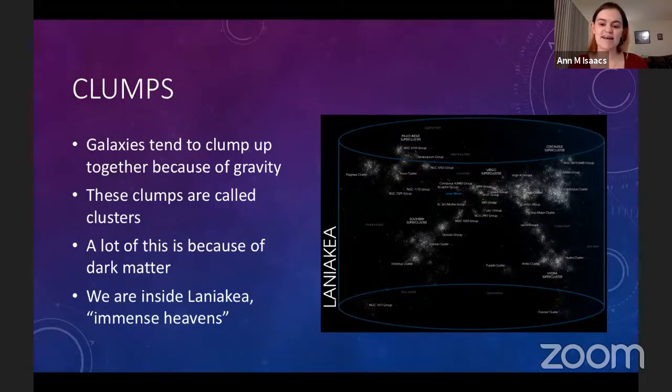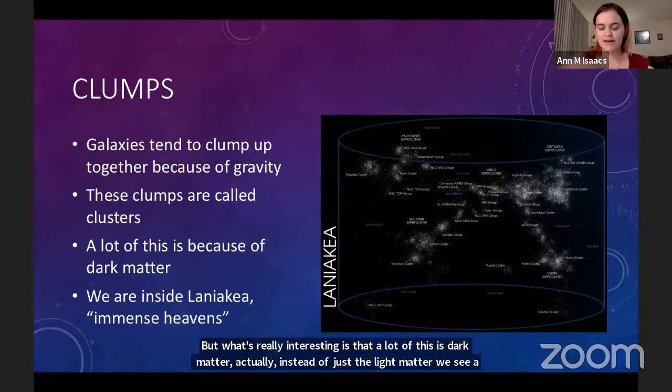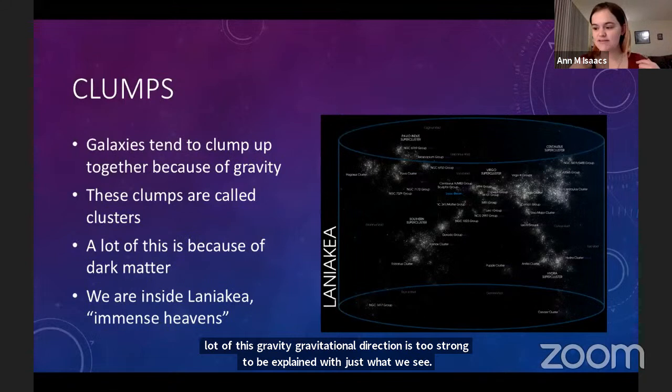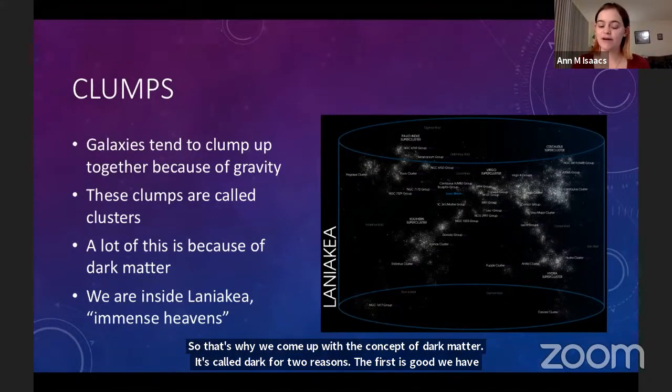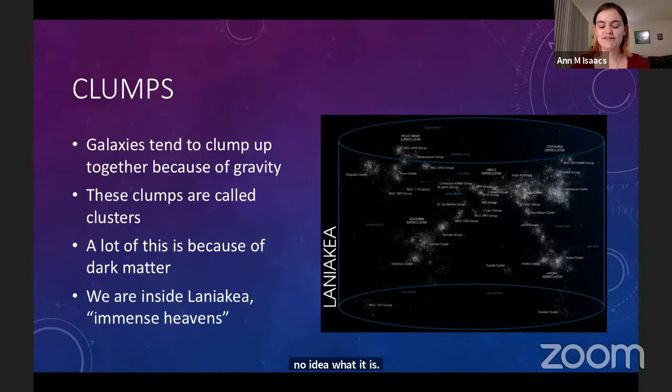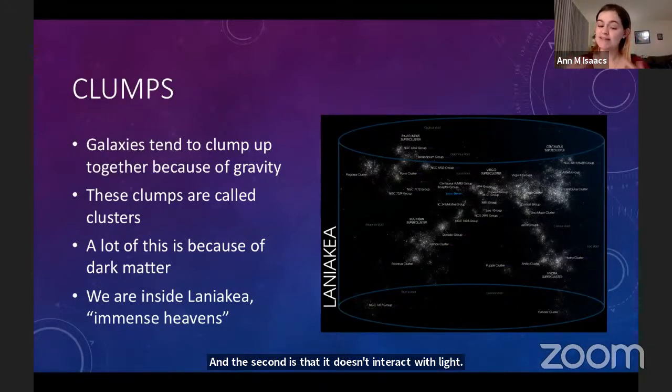And the second is that it doesn't interact with light. The light matter we see, the normal matter, we see because light bounces off something and then comes to our eyes. So that's how we see things. But dark matter doesn't interact with light, so we can't see it. The only way we can study it is by looking at how it interacts with gravity. So this is hence dark matter, because we can't see it.